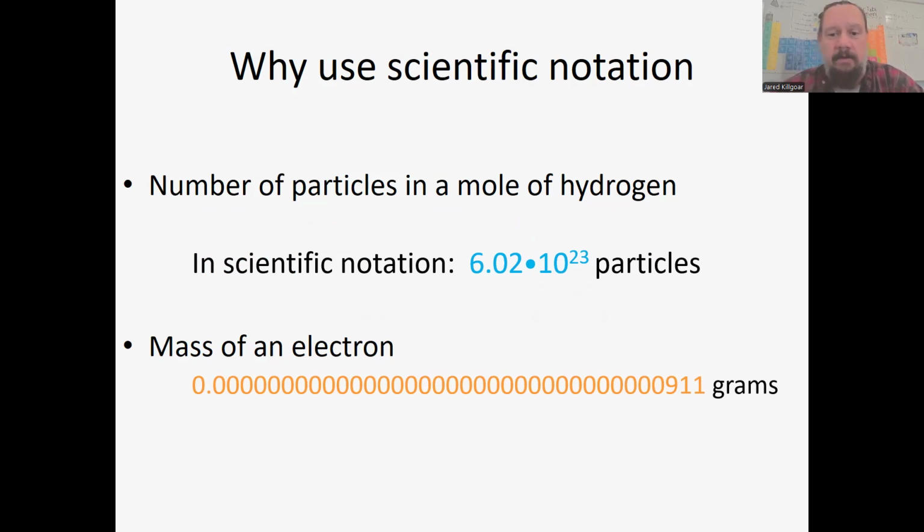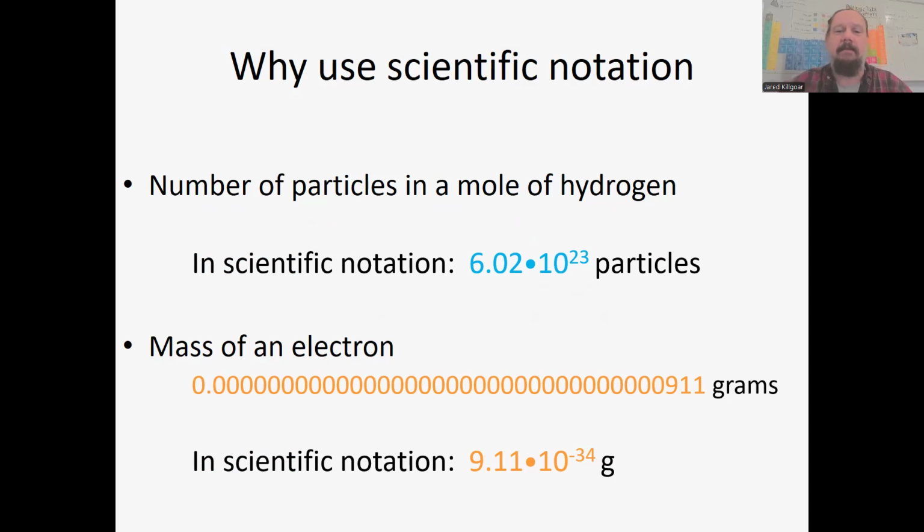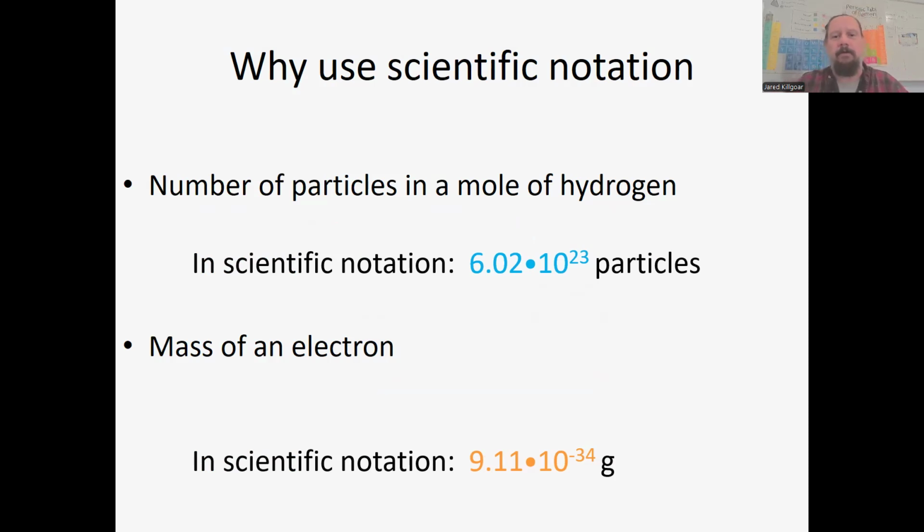Mass of an electron. A lot of zeros, 911 grams. Scientific notation, 9.11 times 10 to the negative 34 grams. Don't even worry about the standard notation. Use scientific notation. It's nice and easy.